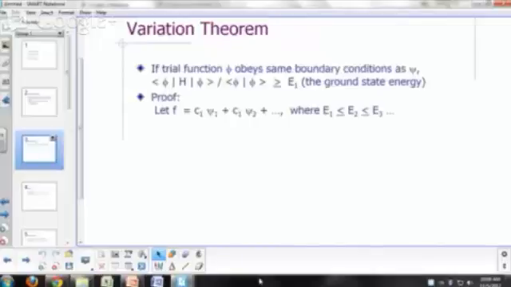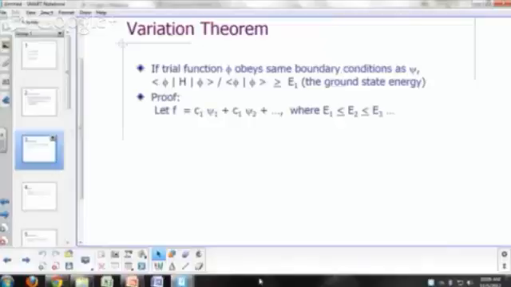The idea is, regardless of what you do, as long as your trial function, your guess, obeys the same boundary conditions as the correct wave functions, you will always get an energy. The estimated energy you calculate will always be higher than the lowest possible energy. So the variation method is used if you're interested in the ground state energy, or the lowest possible energy, of your system. Okay?